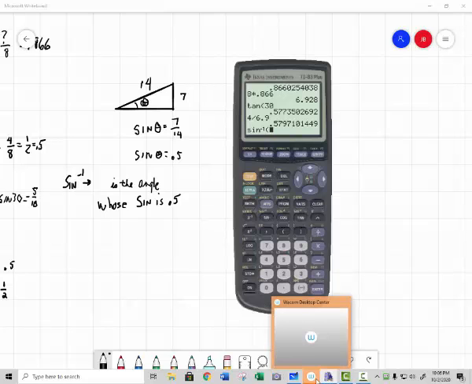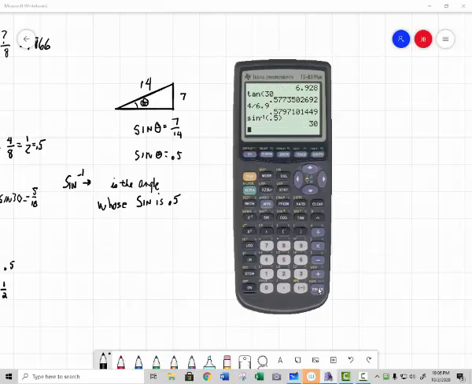I'm saying the sine inverse of 0.5. The angle whose sine is 0.5 is 30. That's exactly what we calculated over here earlier. The sine of 30 is 0.5. The angle whose sine is 0.5 is 30. That's the concept.